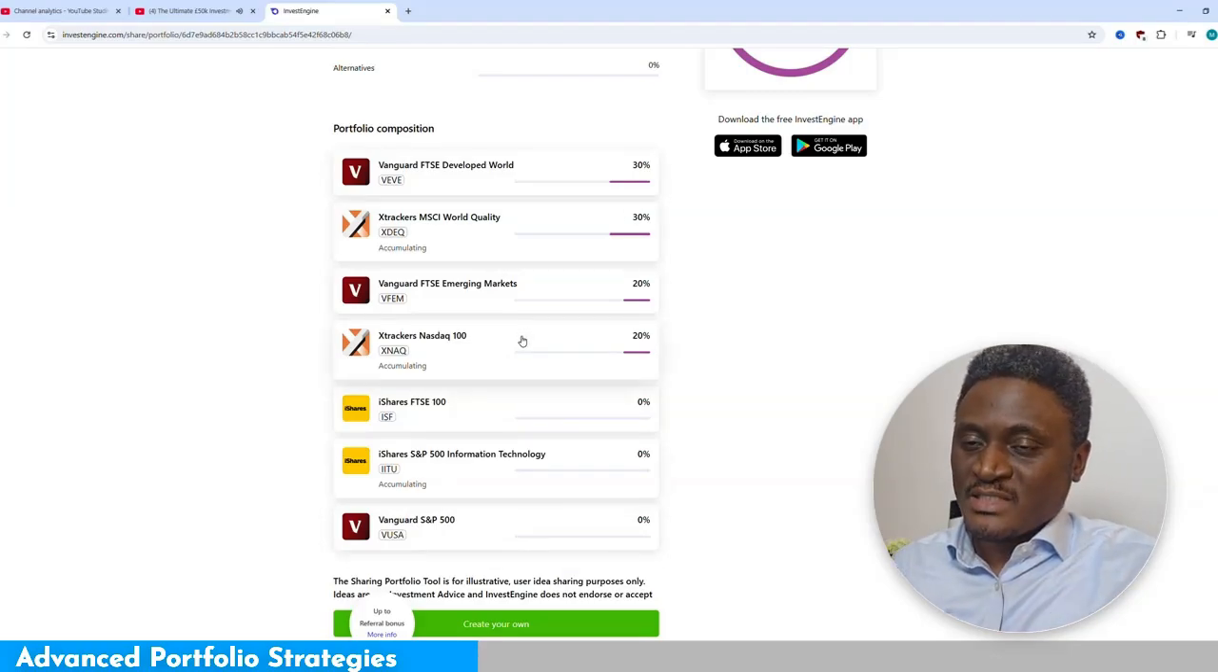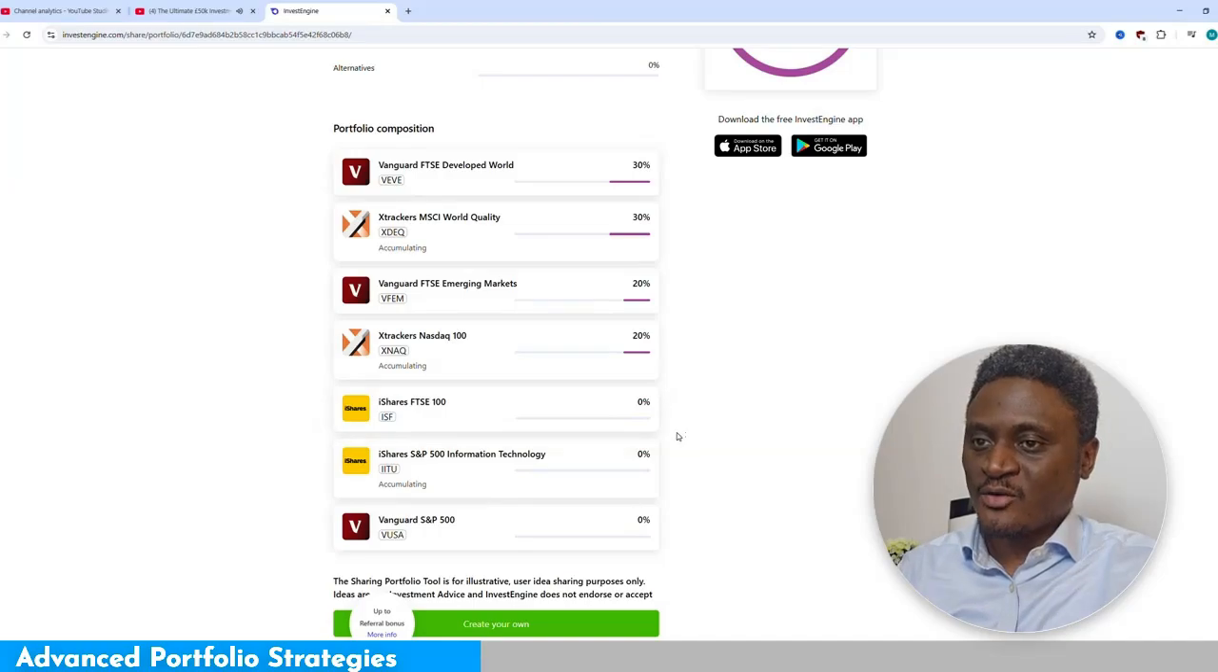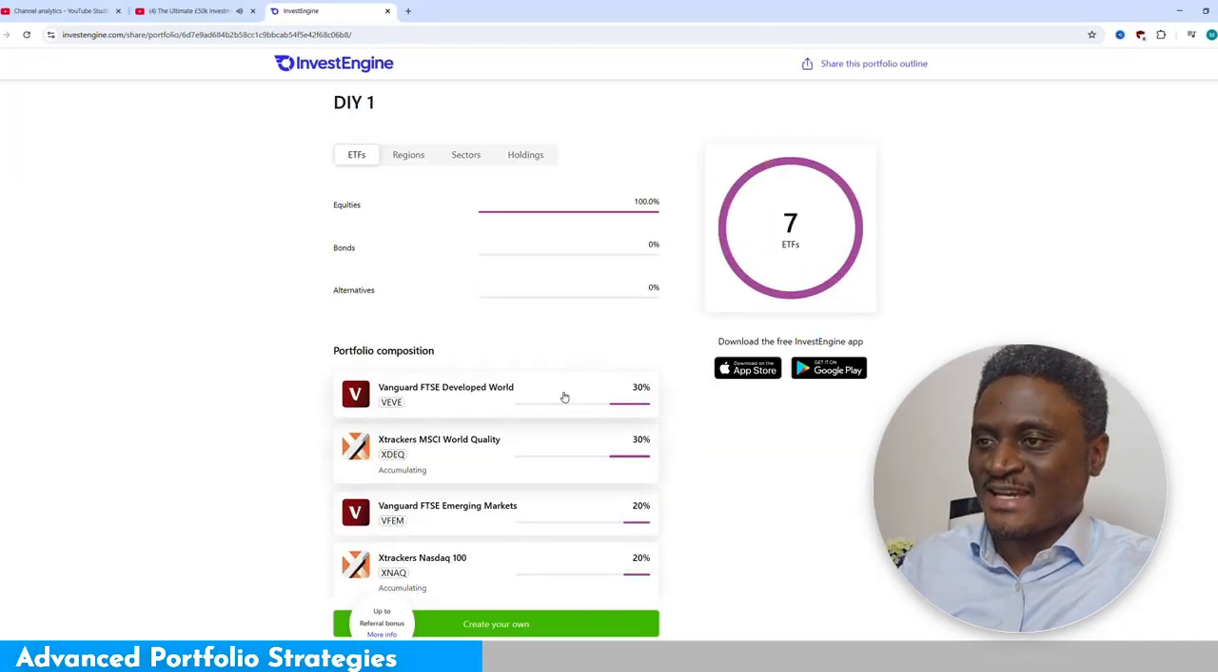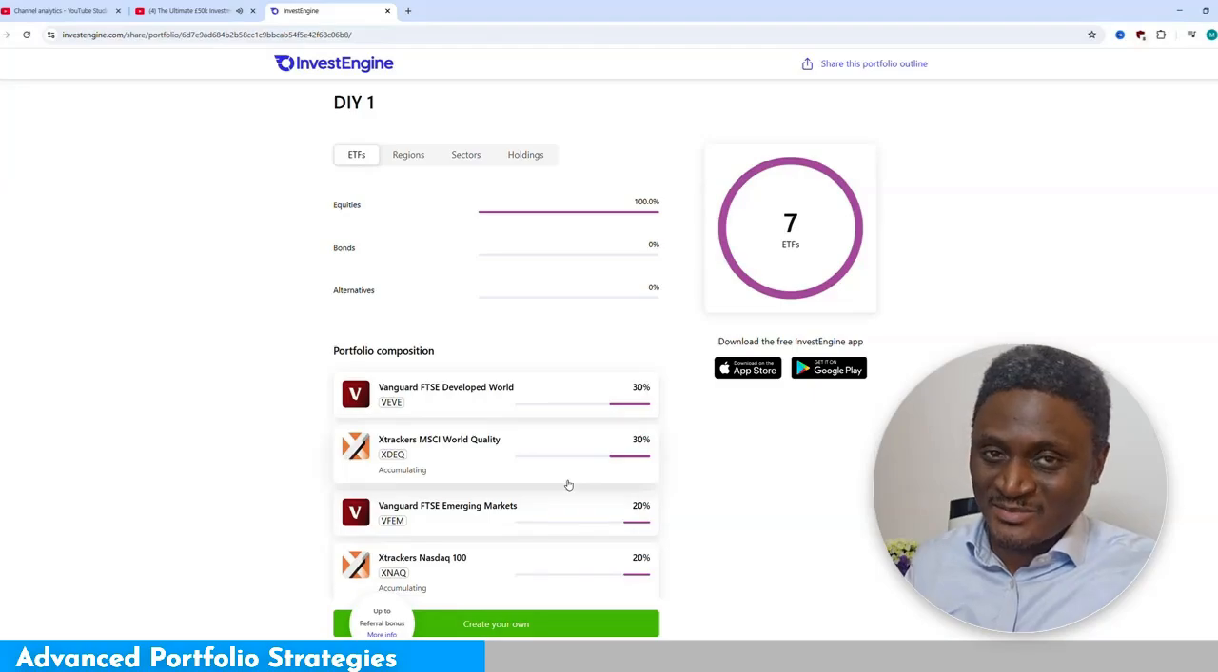You just end up overweighting certain countries and certain businesses. So my current portfolio is just 4 ETFs. I managed to simplify it after my last conversation with DeepSeek.